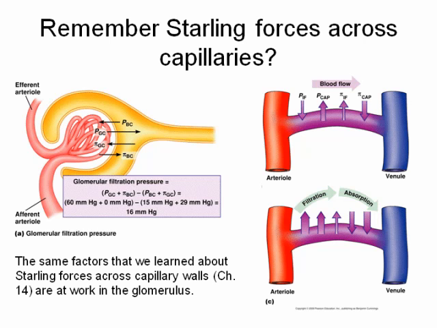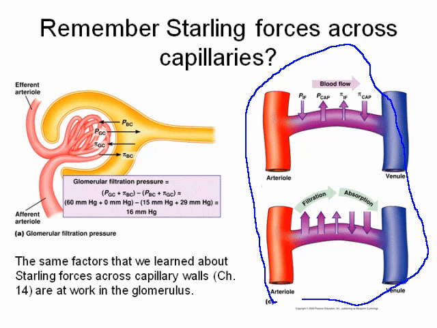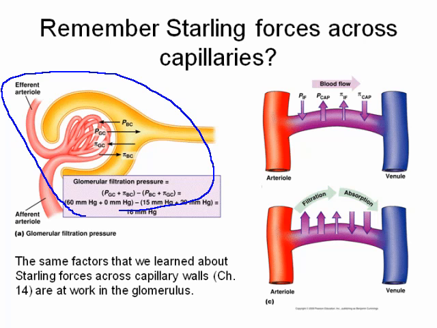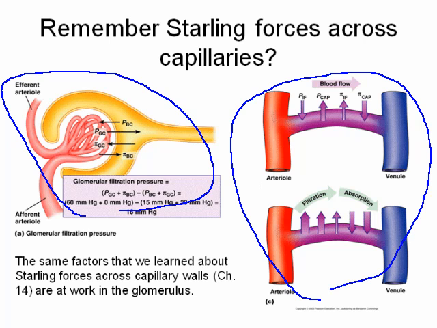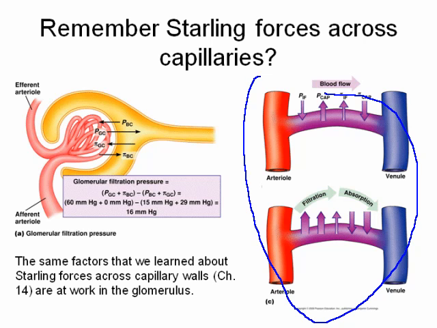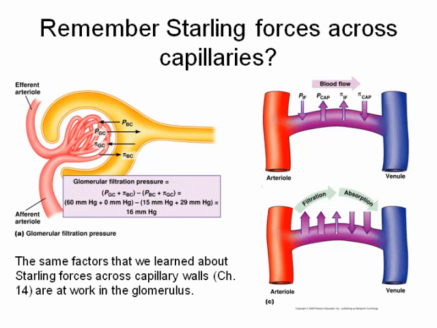So if we're talking about Starling forces, remember this diagram came from the previous lecture and chapter covering the cardiovascular system. These are the same forces that we learned about in chapter 14, and these are at work in the glomerulus. In fact, I personally think it's a little bit easier to understand them in the glomerulus than it was when we talked about systemic capillaries. But this particular diagram coming from the systemic circulation makes it a little bit easier to visualize how these different forces work than this sort of tangled mass of capillaries that we have over here in the glomerulus.